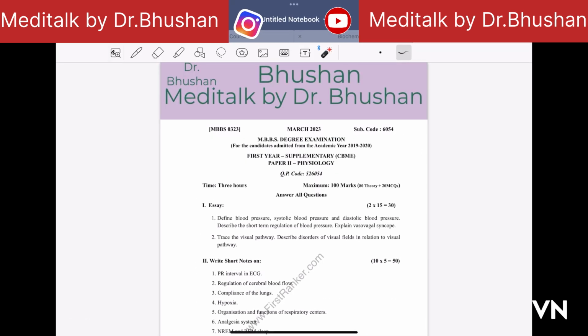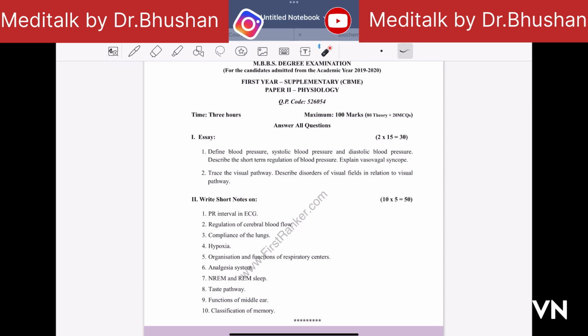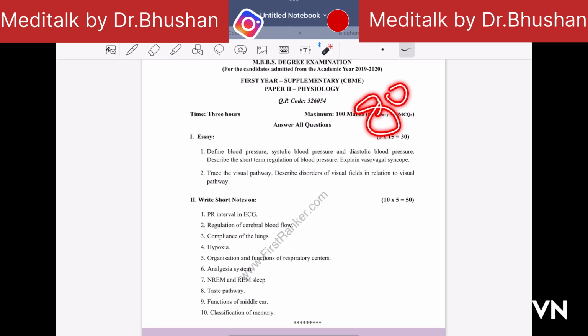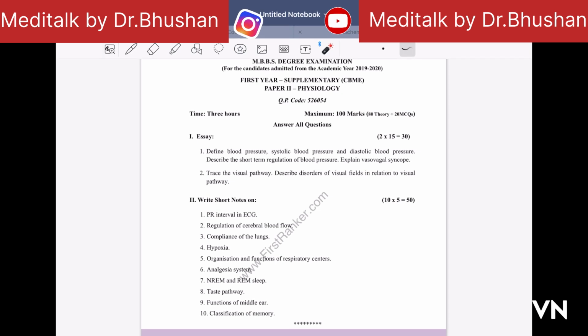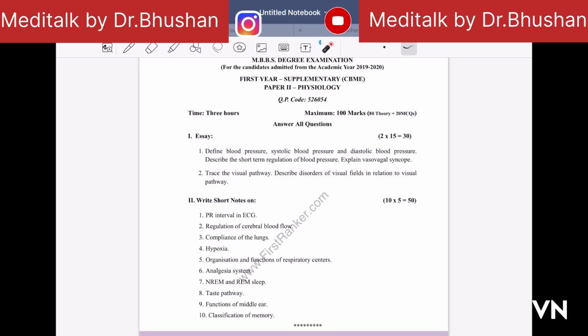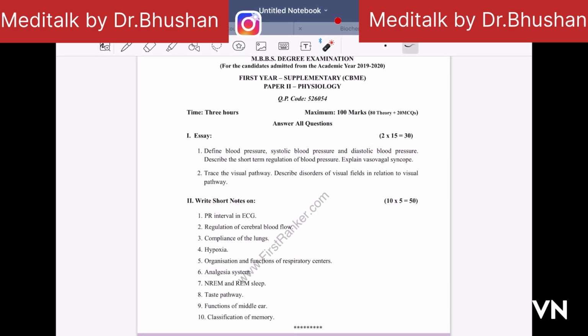March 2023, Paper 2. 20 marks for MCQ, 80 marks for theory. First, define blood pressure, systolic blood pressure and diastolic blood pressure, and describe the short-term regulation of blood pressure. Explain vasovagal syncope. Trace the visual pathway.